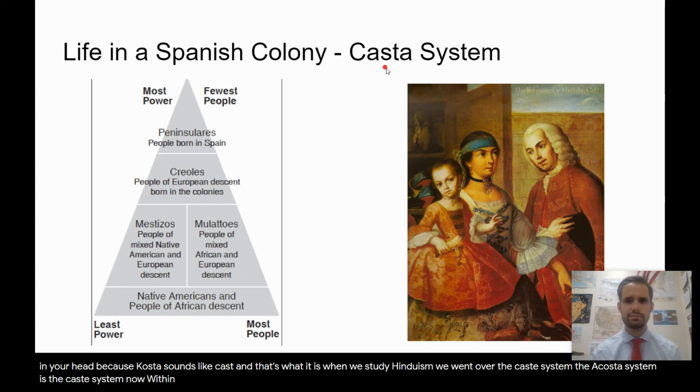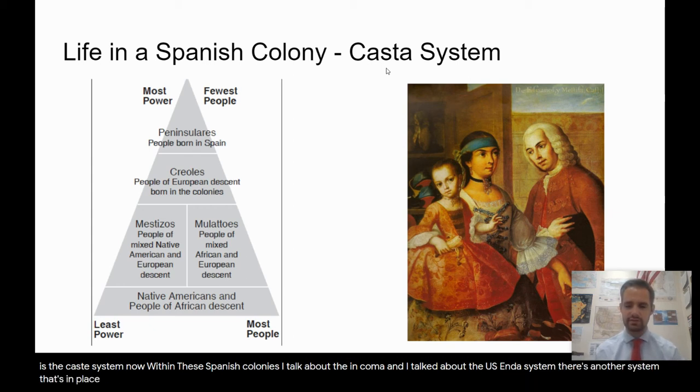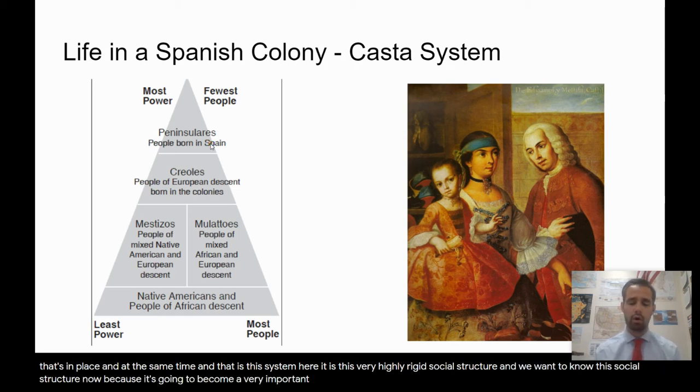Now, within these Spanish colonies, I talk about the encomienda, I talk about the hacienda system. There's another system that's in place at the same time, and that is this system here. It is this very highly rigid social structure. And we want to know this social structure now because it's going to become a very important part when we look at the revolutions in Unit 5.